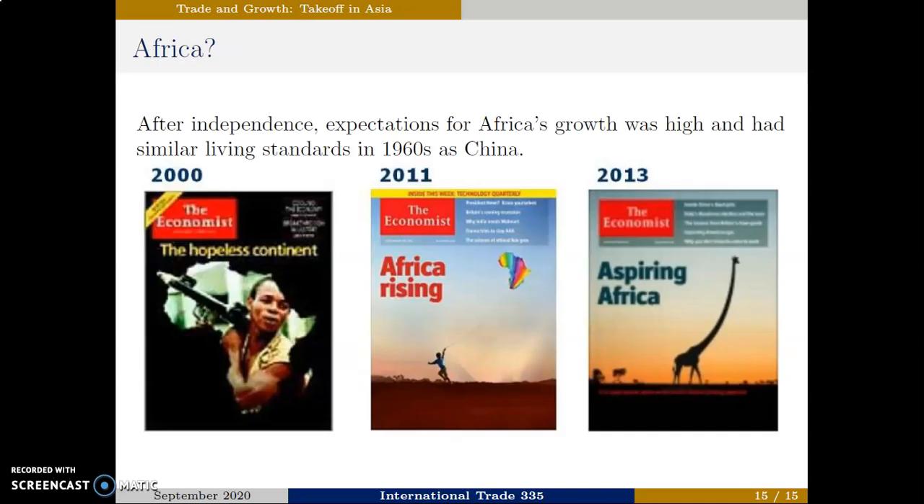A question that remains is Africa. After most countries in Africa gained independence in the 1960s, the expectation was that it would be a fast-growing continent. The living standards in the 1960s were similar to that of China. However, the expected growth did not materialize, but it is changing again. An example of how you can see the changing fortunes of Africa is on the cover of the popular economics magazine The Economist between 2000 and 2013.